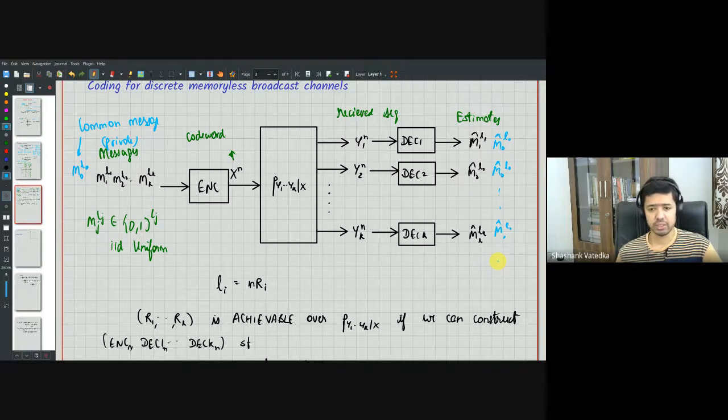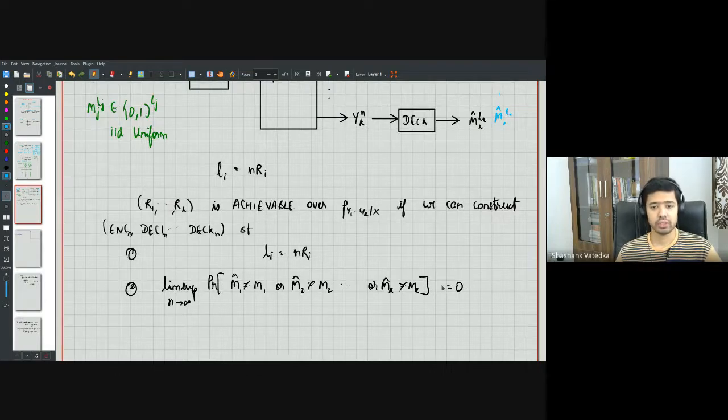But at least in this class, we'll ignore the common message part. It turns out that this can also be handled and you can analyze it, but it just makes things more complicated. So we will study a simpler setup where you only have to communicate these private messages to each of the receivers.